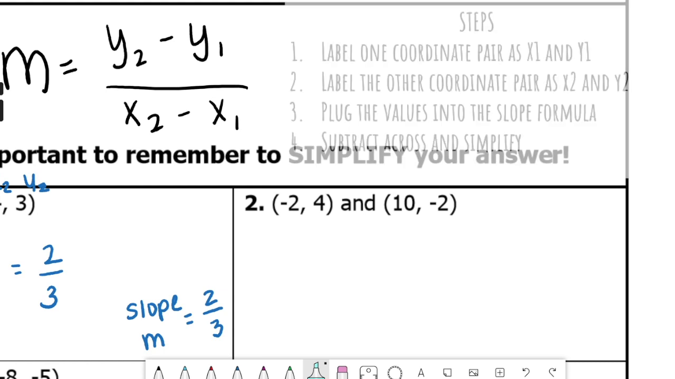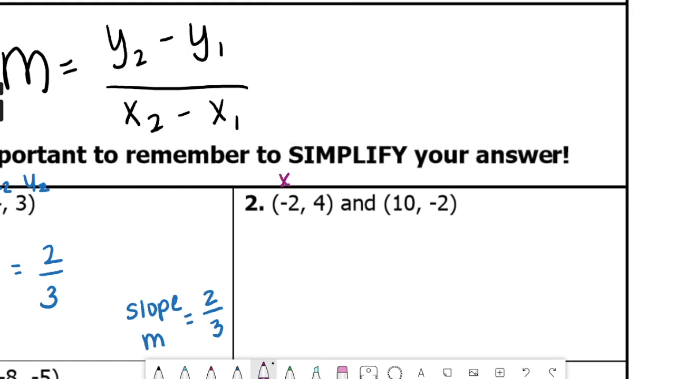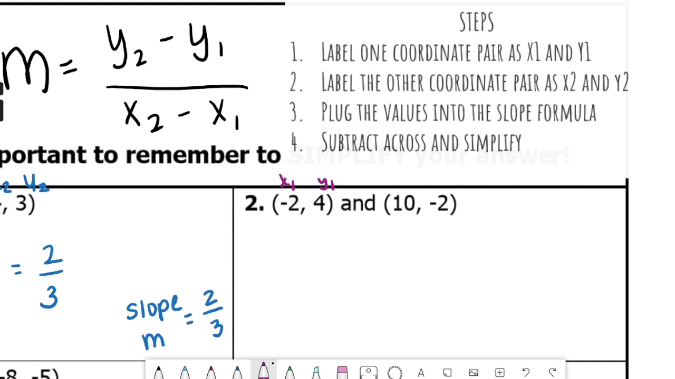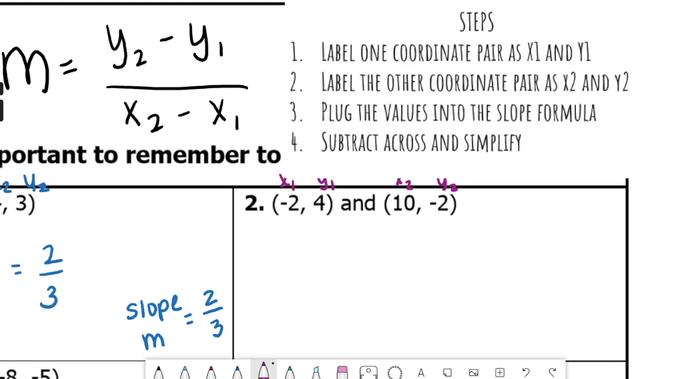Our first step was to label one set of coordinate pairs as x1 and y1. Let's do that. So x1 and y1. And then our step 2 was to label the other coordinate pair as x2 and y2. So x2 and y2. Again, it doesn't matter which coordinate pair you pick to be the 1's and the other to be the 2's, but make sure that you keep those together. Step 3 was to plug the values into the slope formula.